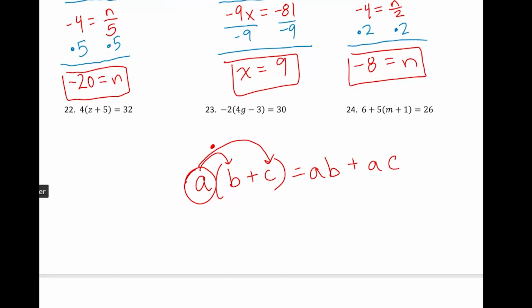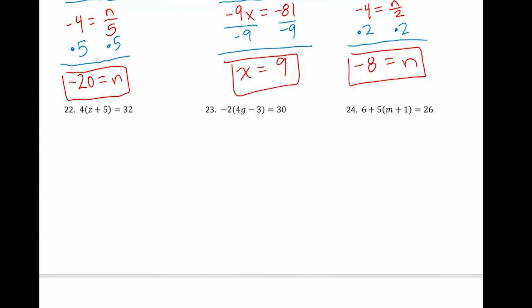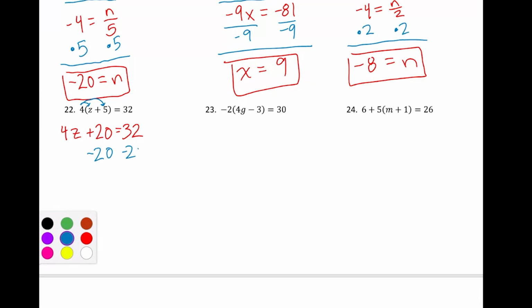If you ever have a linear equation that you're trying to solve that has a set of parentheses and kind of looks like that, you will use the distributive property, and you usually want to do that first. So with number 22, I'm going to apply the distributive property and multiply 4 by z plus 5 and get 4z plus 20 equals 32. Then I'm going to subtract 20 on both sides, giving me 4z equals 12. Next, I'll divide both sides by 4.